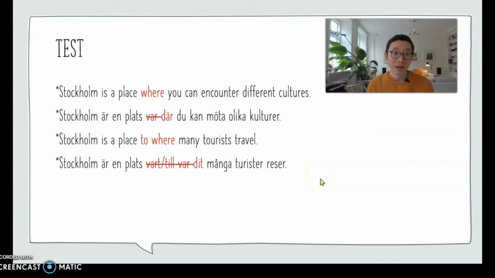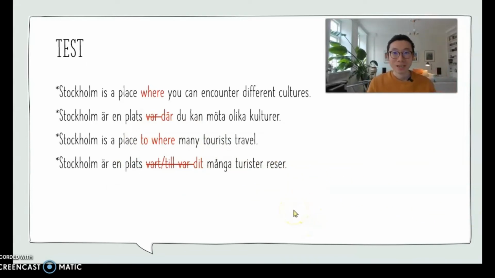Det är också en fälla. It's the other trap. So here you shouldn't translate to where directly to vart or till var because it doesn't really work in the same way in Swedish. You should use dit. Dit is the subjunction for a direction in Swedish. En plats dit många turister reser, a place to where many tourists travel.